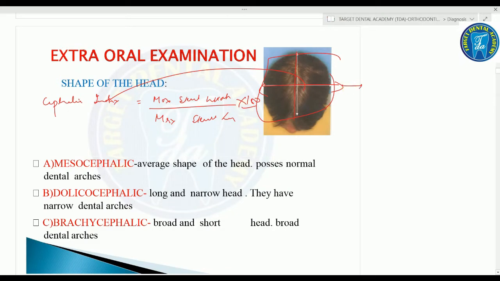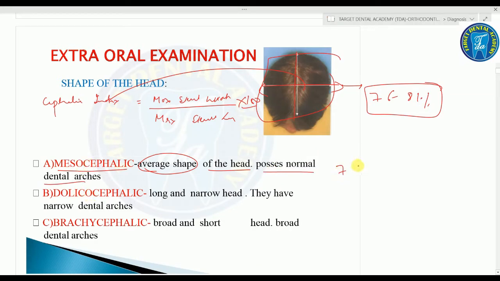Now it has the ratio of 76 to 81%. So in this we have three types of head. The mesocephalic means the average shape of the head. It possesses normal dental arches. So if the ratio falls between 76 and 81%, then you can say the patient has a mesocephalic head.